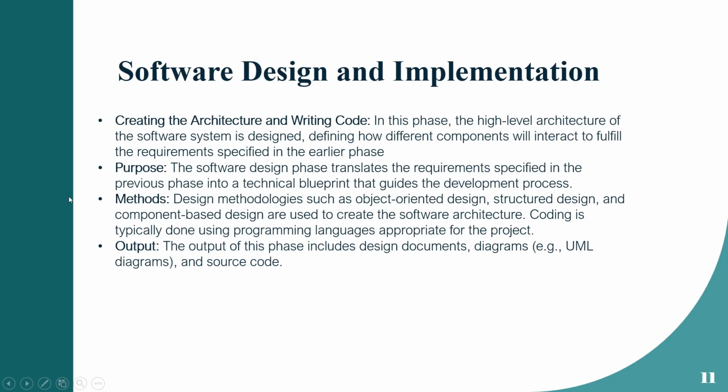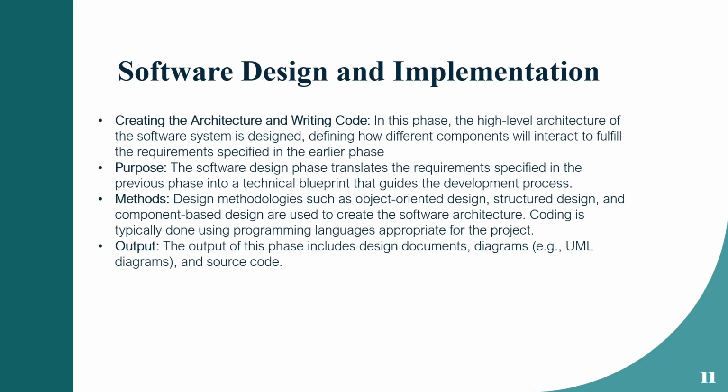Software design and implementation. First, we are creating the architecture and writing code. In this phase, the high-level architecture of the software system is designed, defining how different components will interact to fulfill the requirements specified in the earlier phase. What is the purpose of software design and implementation? Why do we need it?